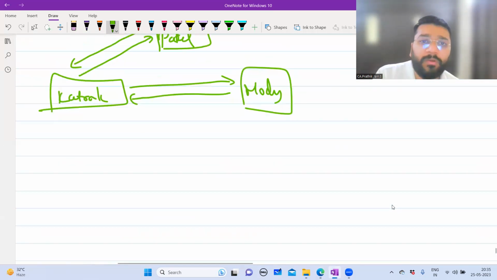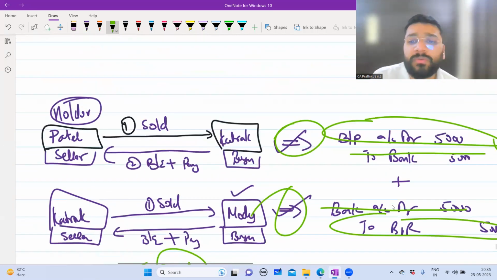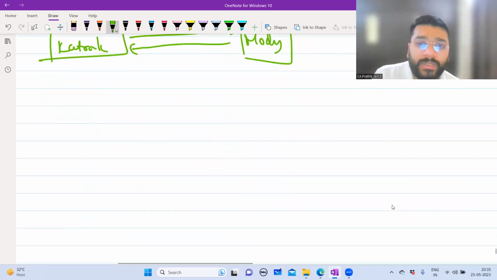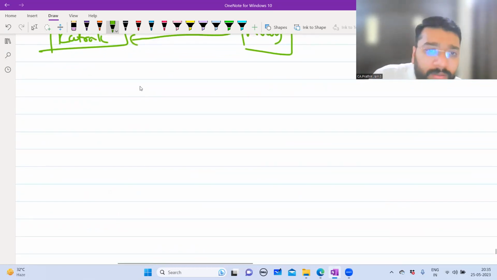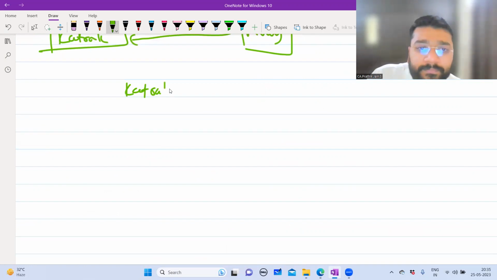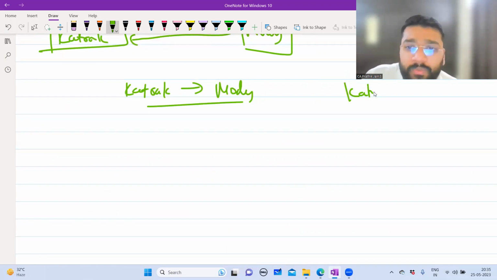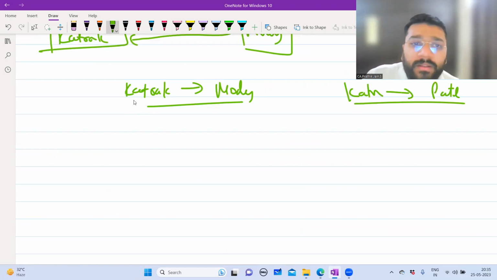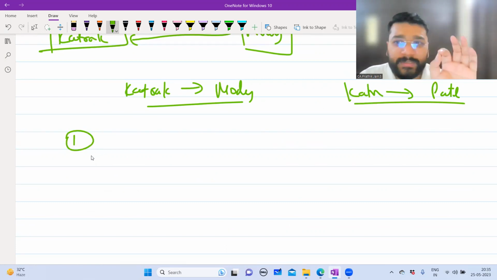Now, from Katrak's point of view, what happened? The bill is basically endorsed to another party. So in Katrak's books of account, this is Katrak in relation to Modi, and this is Katrak's book in relation to Patel. Now, please understand, Katrak has sold goods to Modi. What will be the sale entry, people? Just guess this, just focus. This should give you clarity. Tell me what is the sale entry?